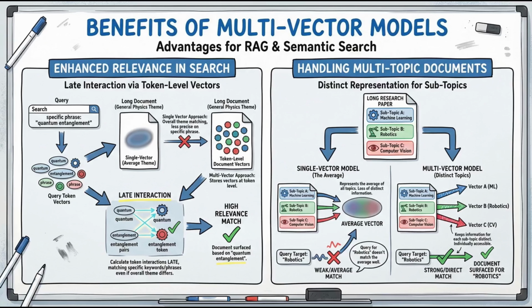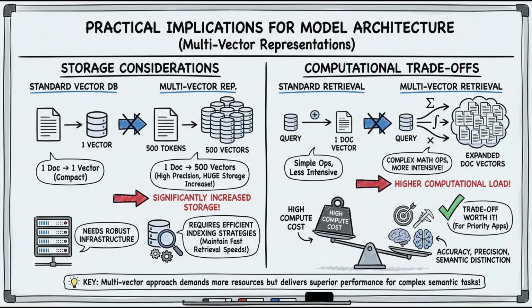You will also notice a change in the computational load. During retrieval, the system has to perform far more complex mathematical operations to compare your query against that expanded set of document vectors. While this is more demanding on your hardware, the payoff is substantial. For applications where precision is everything and capturing subtle semantic differences can make or break the user experience, the added depth of multi-vector models is well worth the investment.